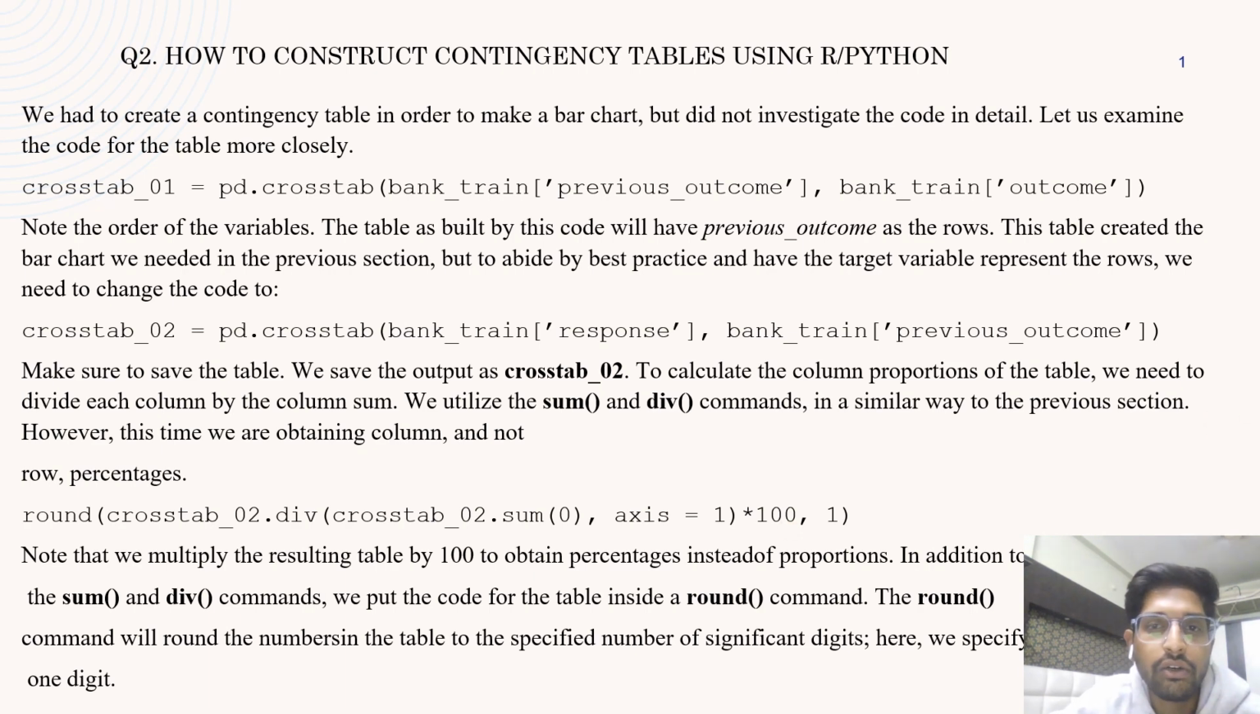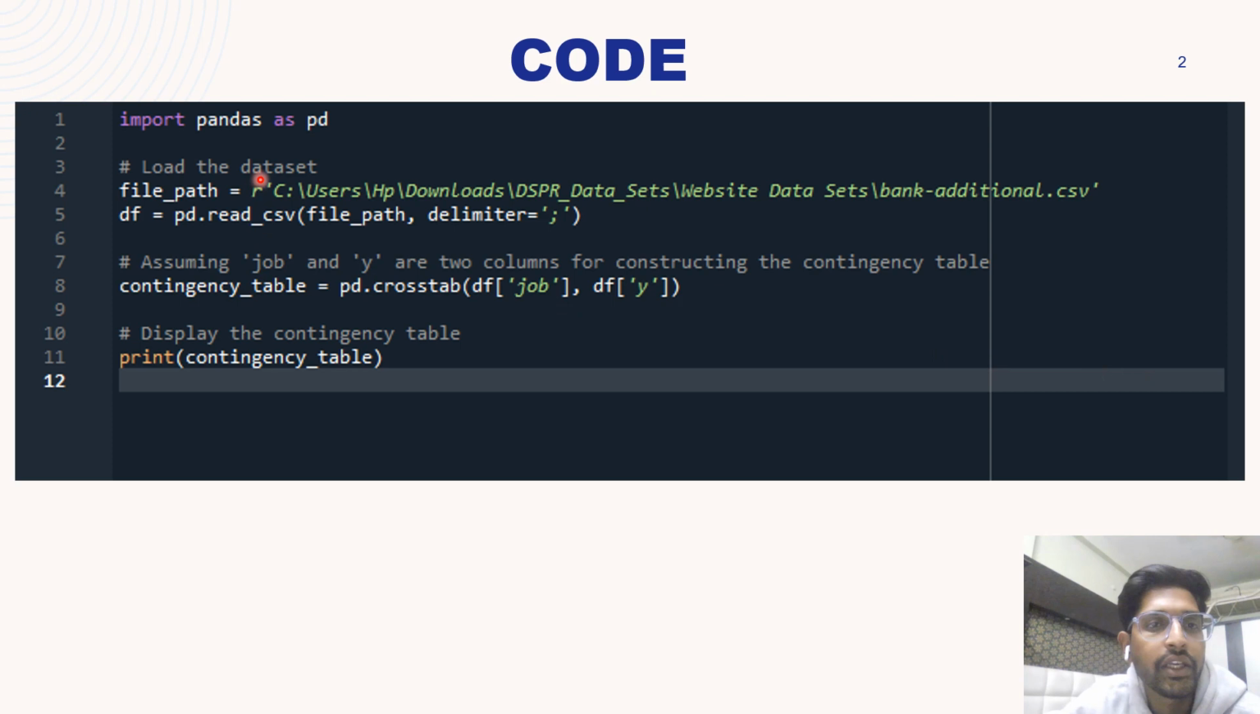So let's see the code now. The code is over here where we import the pandas module as pd, give the file path, read the file and store it into a variable named df. So in lines 4 and 5, what we have done is we have loaded the dataset and initialized it to a df variable. Now we assume that job and y are the two columns in our contingency table. So what we just do is we name a contingency table and initialize it to pd.crosstab.